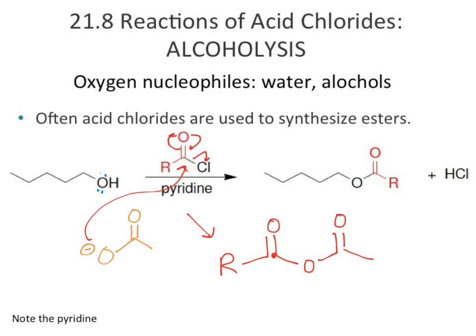Why do we have the pyridine in there? In the case of the alcohol, we'll talk about this in a little bit too. We need something to remove the hydrogen from our alcohol. So one of the things that we can do to help speed the reaction is add a little bit of pyridine. That pyridine will deprotonate our alcohol after it's attacked, and we can end up with our final ester a little bit quicker.